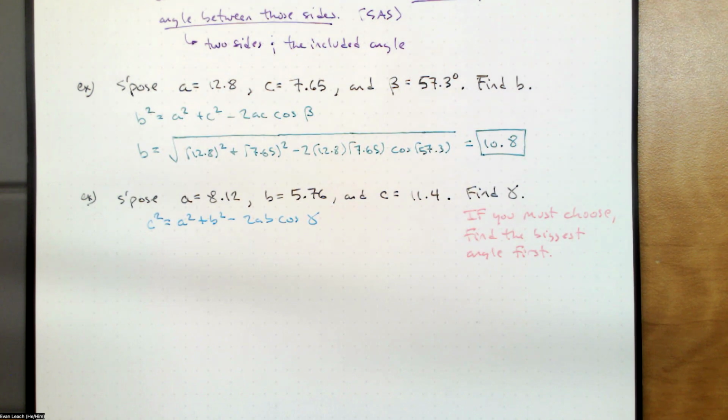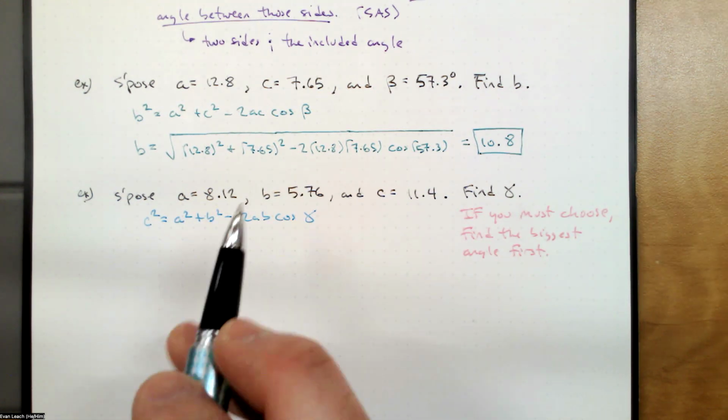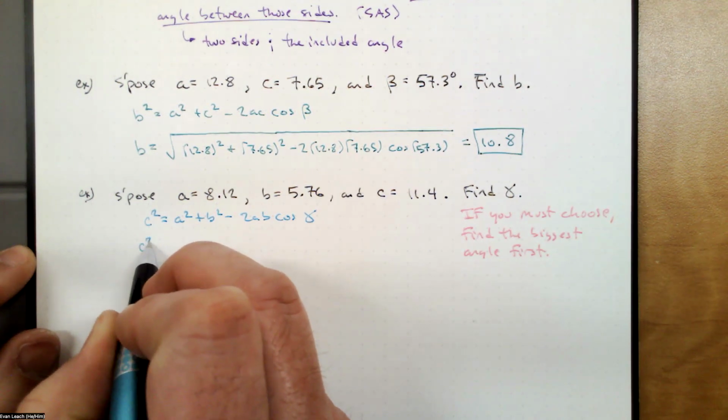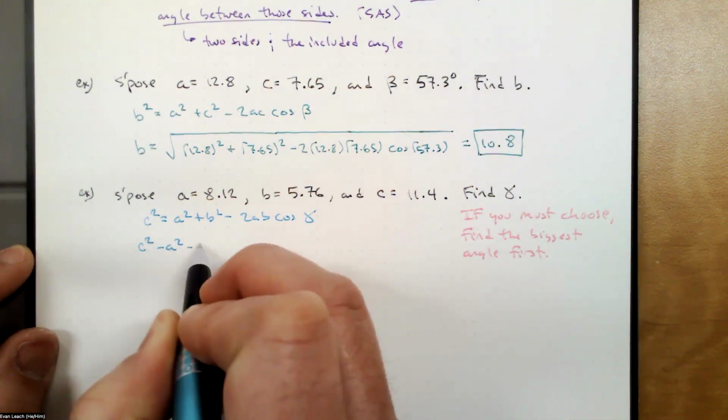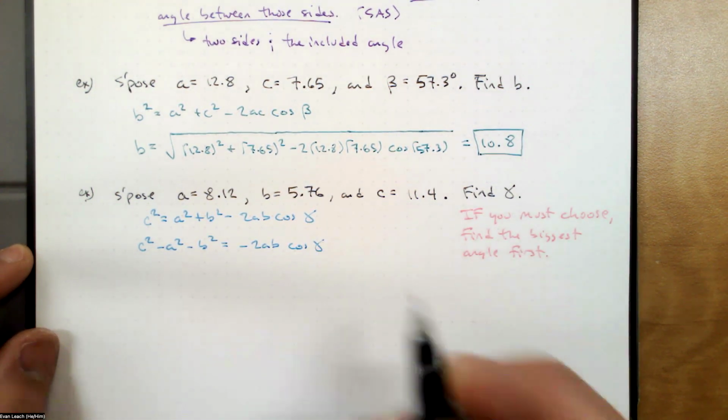This is really set up to find the side very easily. This is very easy to find C. Just write a square root on both sides. But we want to rearrange this so we can just say gamma equals, because we want to plug just one thing into our calculator. We want to hit enter on our calculator one time, especially right now, because I'm almost out of battery. So I'm going to take the a squared and the b squared terms and put them on the side with c squared. So I'm going to write c squared minus a squared minus b squared is minus 2ab cosine gamma.